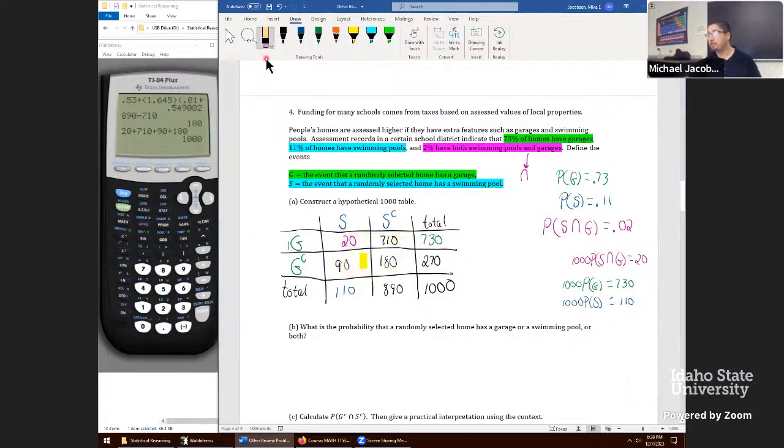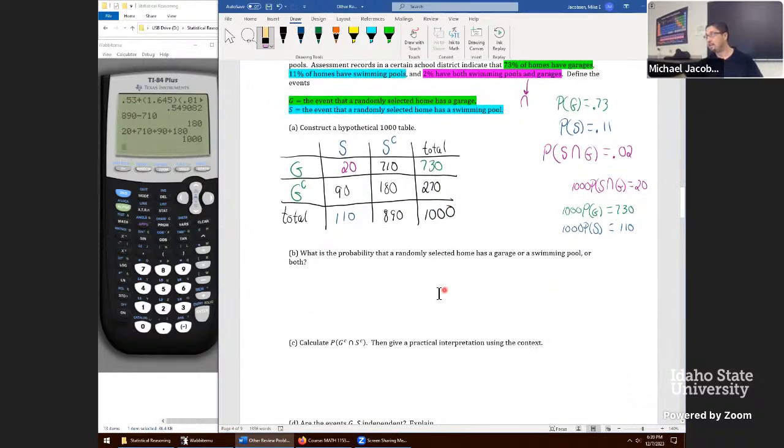Well, any questions, folks, on this critical part, just getting the table in? Okay, now that we have the table, the rest of the questions are not too bad. Everything is addressed somehow through this table above. Part B says, what is the probability? So we have a probability function to start. That a randomly selected home has a garage, so G goes in first, or a swimming pool, or both. Here, we'll use the union symbol. Probability of G union S.